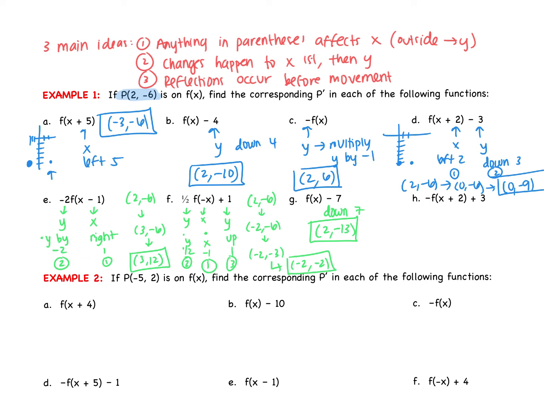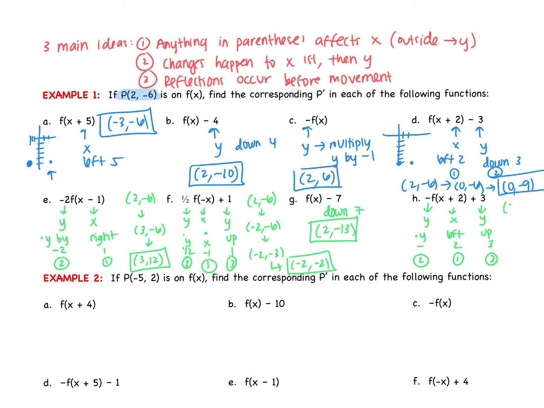Okay, and then lastly, H. That negative affects y. The plus 2 affects x. The plus 3 affects y. We are going to multiply y by a negative. What does that plus 2 do? Left 2. It's the one that's opposite of what we think it should be. Plus 3 is going to move us up 3. What happens first? X. Then we multiply. Then we move.